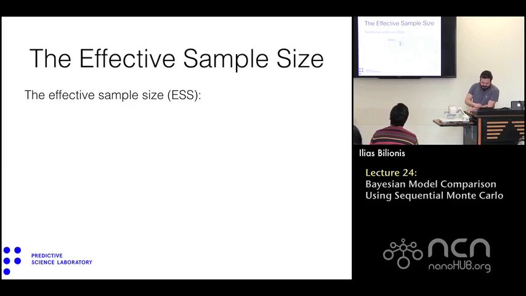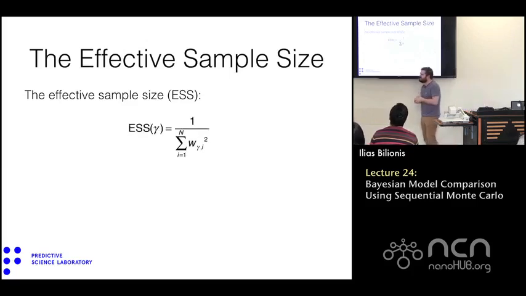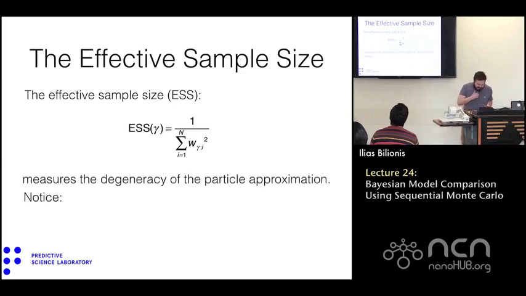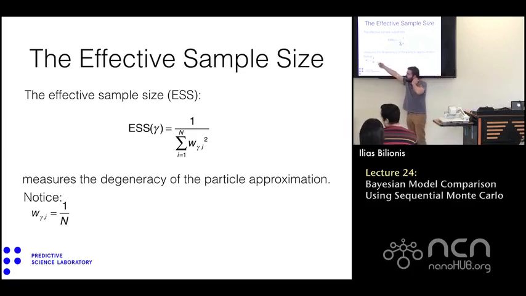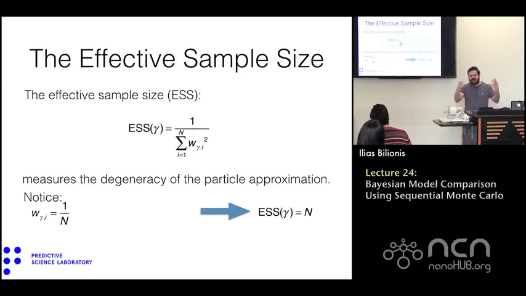And the resample step is based on a quantity called the effective sample size, which tells you, if you have a weighted particle approximation, how much information you have inside it. The only thing you will have to understand for the effective sample size is that if all the weights are equal, then the effective sample size is n, the number of particles. So you want the weights to be as equal as possible.